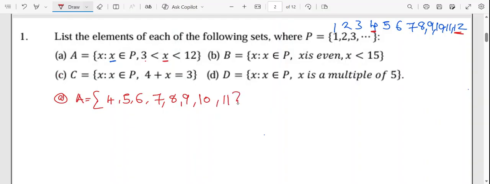Yes, so we just include 11. Very good. So we don't list other numbers. This actually proves that we have listed the elements that are greater than 3 and also less than 12. This is the meaning. Is that okay?